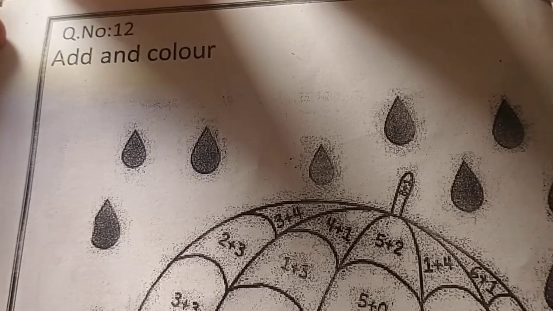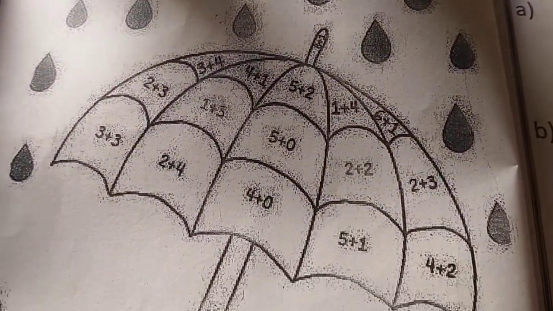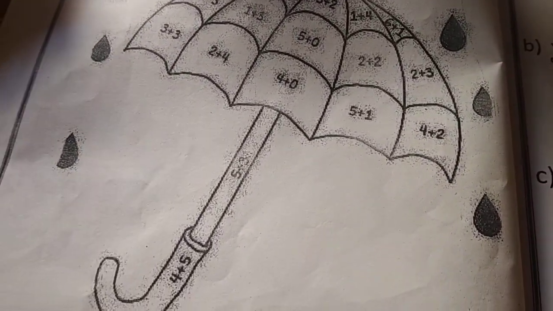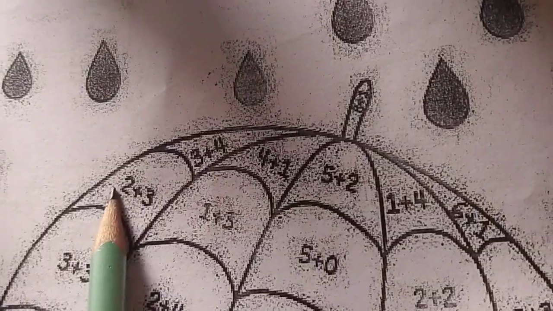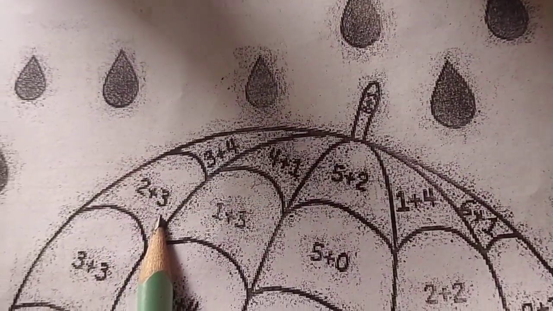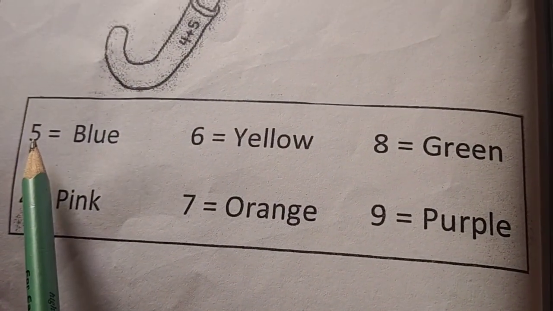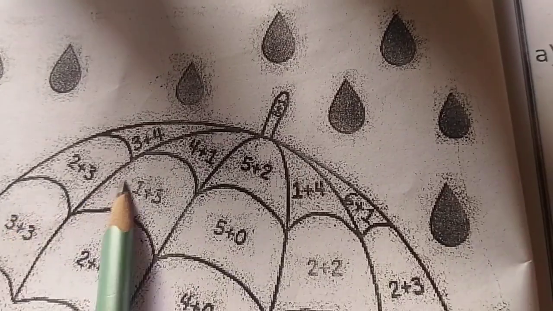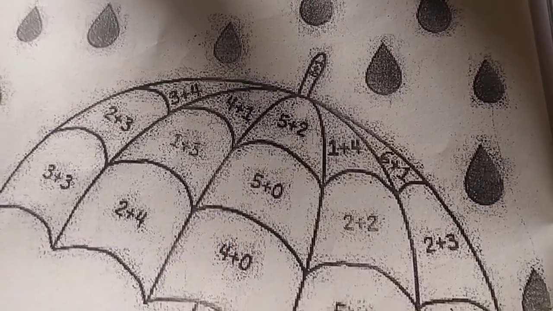The great activity of addition, add and color. Look at this. This is an umbrella. Suppose add 2 and 3. This is a chart of color with numbers. 3 add 2 is equal 5. If there is any number 5 after addition, then we color blue.